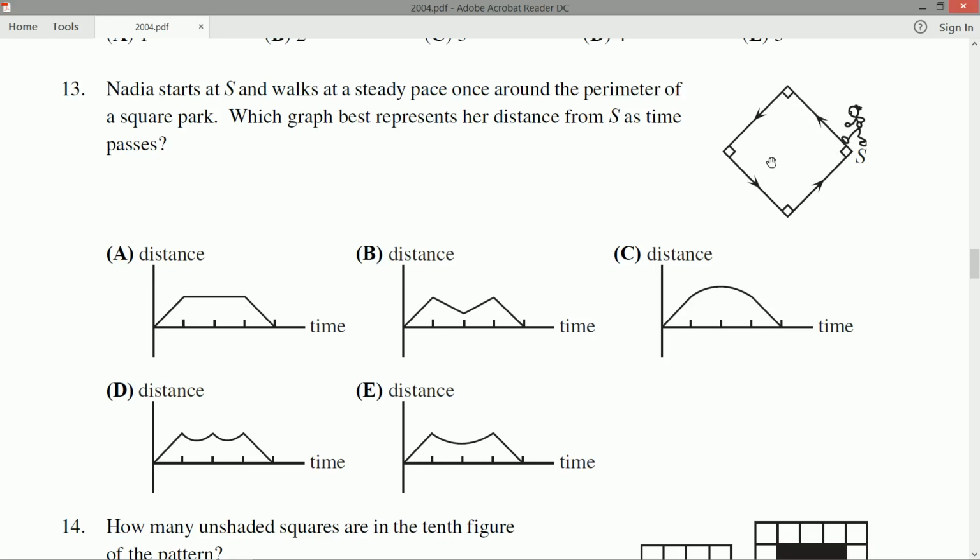B suggests that she's farther away at the top and bottom points than she is at that middle point. E suggests the same sort of thing, and D says, once again, this furthest point from S is the same distance as the top and bottom points. So really, the answer kind of has to be C, but let's look at it a bit more mathematically.